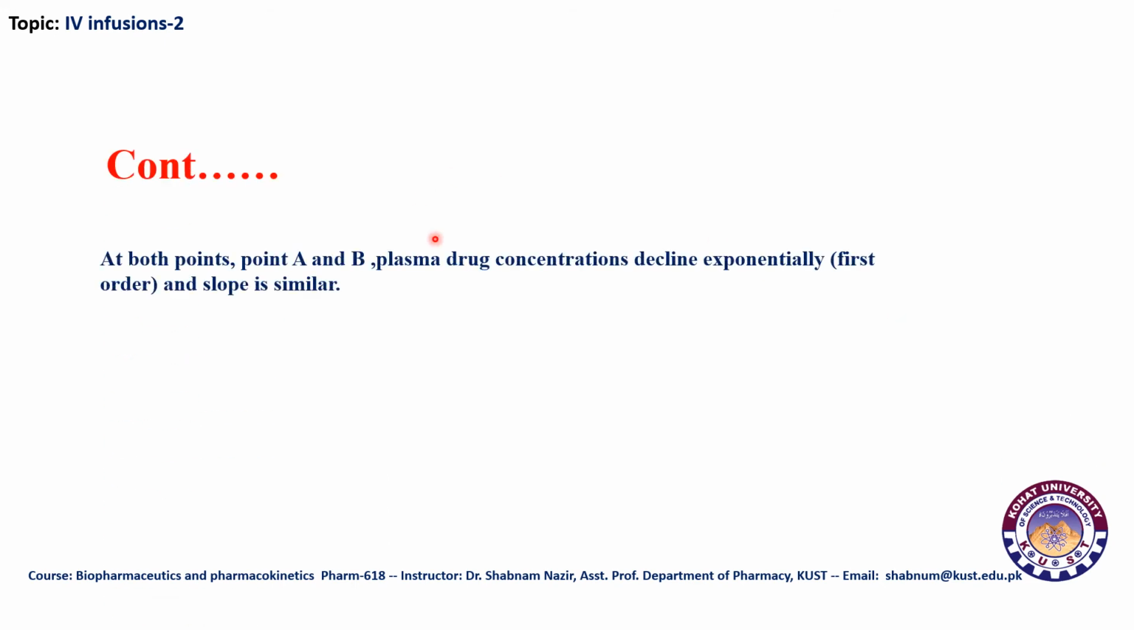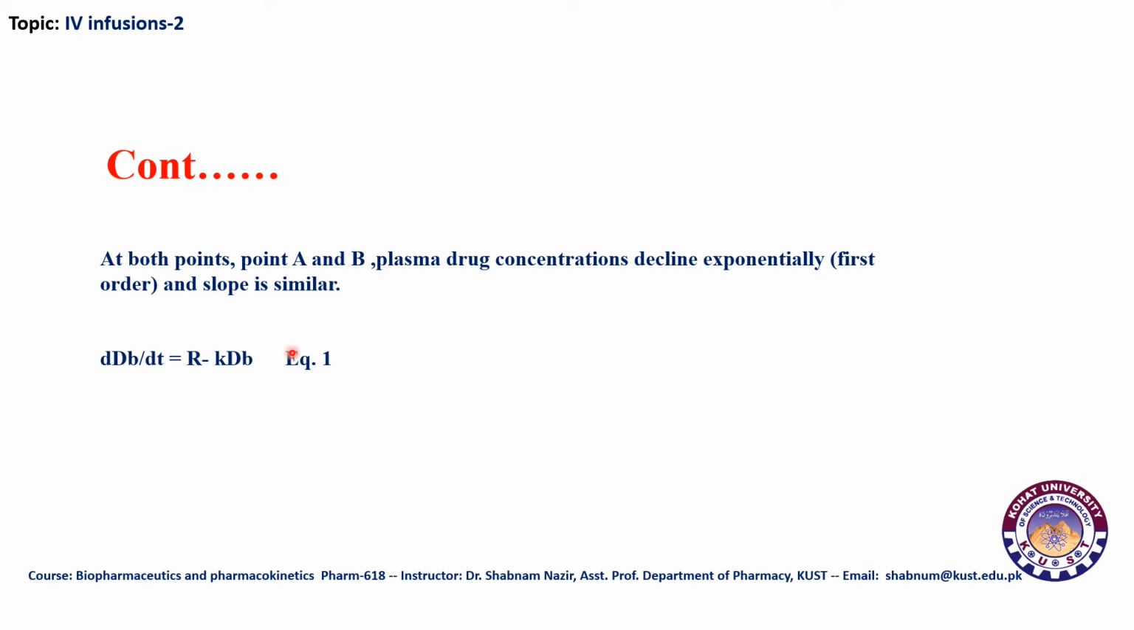So in the previous curve, as we have seen at both points A and B, whenever the intravenous administration is stopped, the plasma concentration declines exponentially. Exponential decline means following first order, and the slope is similar in both cases. So it simply means that no matter whether you stop the intravenous administration at the steady state level or before that, the curve would come in the downward direction in the same way.